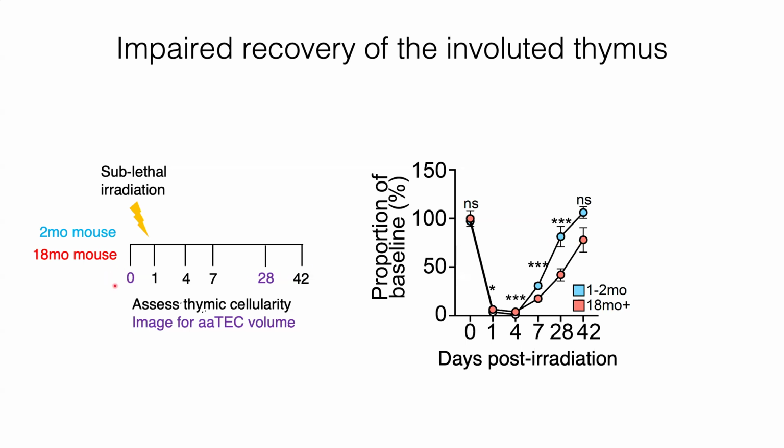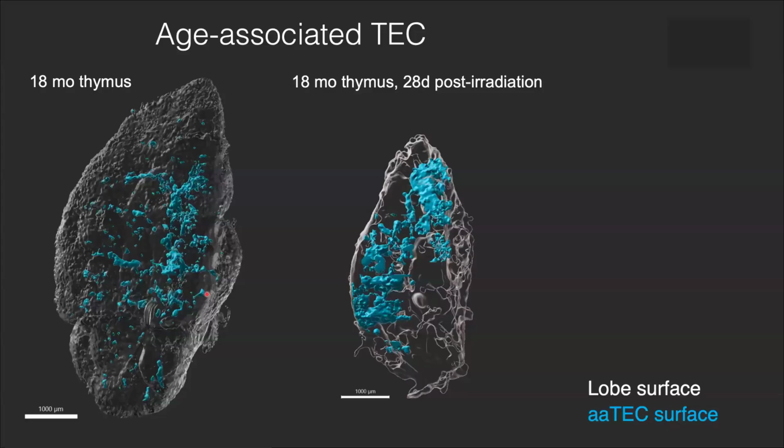So what we did then was try to look for AA-TECs using our reporter mice here and imaging approaches at day 0 compared to day 28, when we have the biggest difference in thymic regeneration between the young and old mice. Here are some examples of this analysis. On the left-hand side, we're showing the 18-month-old thymus, and the AA-TEC are highlighted in cyan. And you can appreciate that, again, we've got this high-density TEC, mostly on the inner thymus, that are scattered around the thymic medulla.